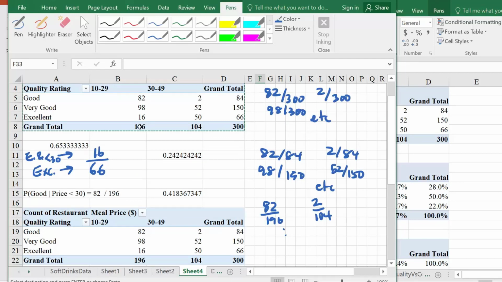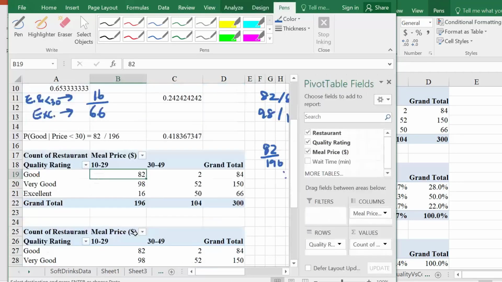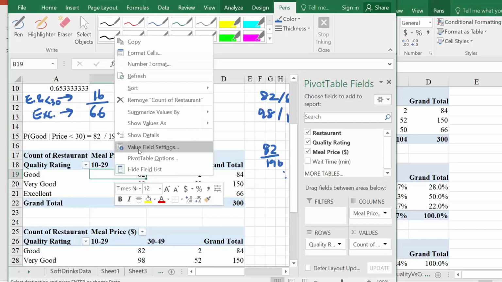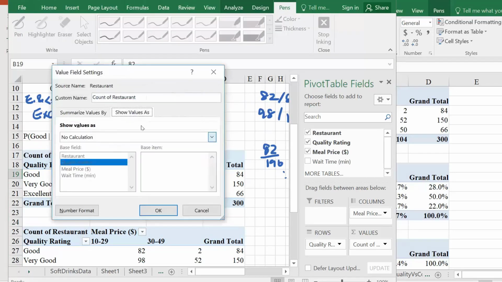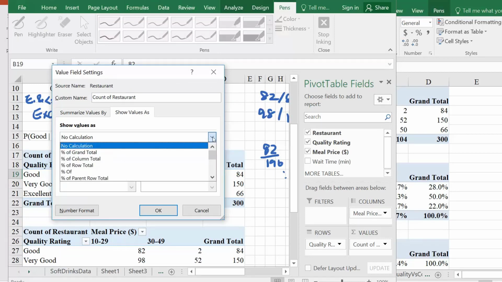Okay, so this is a count. Here I'm going to do the joint probability, dividing everybody by the grand total, and that's easy. I can just go to Value Field Settings, go to Show Values As, and then choose percent of grand total, column total, or row total.